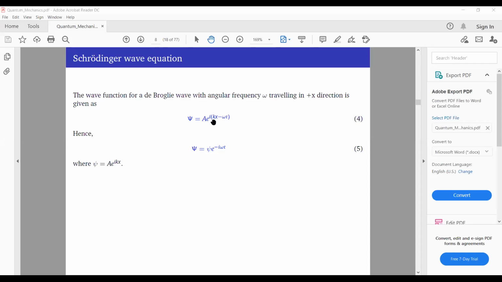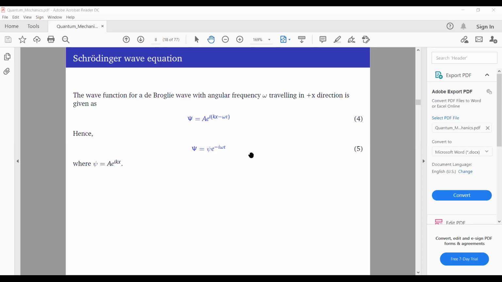k is the wave vector given as 2 pi by lambda, the lambda being the wavelength of the wave, x is the position, omega is the angular frequency, that is 2 pi into natural frequency nu, and t is the time. The reason we have written e to the power of i multiplied by some function of x and t is that the wave function is now a complex function. It's not a real function. It has both the real and the imaginary terms.